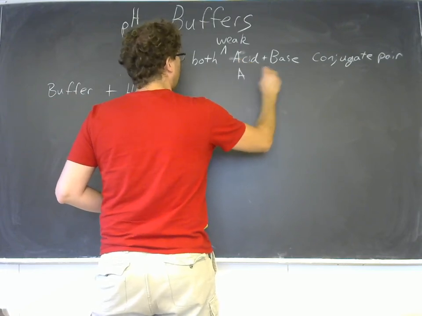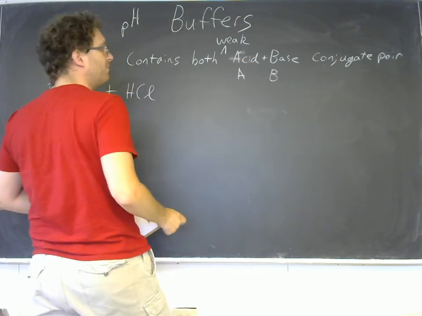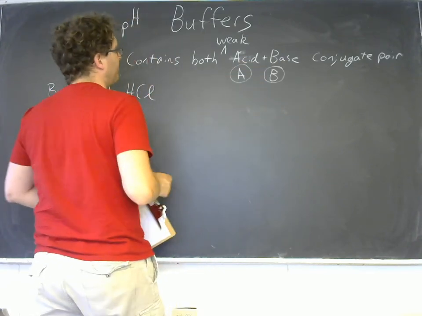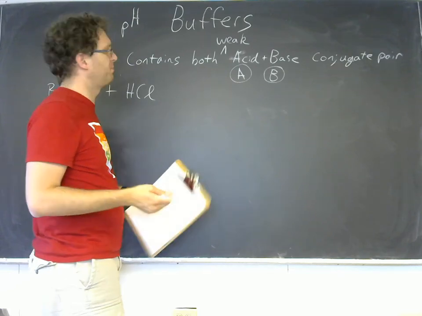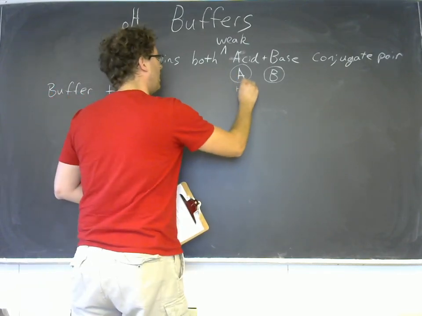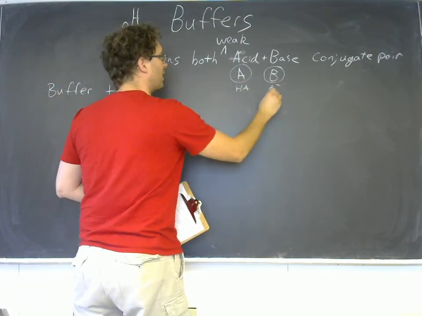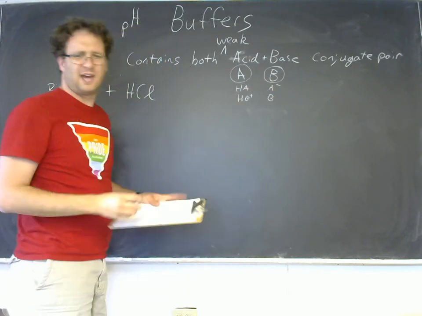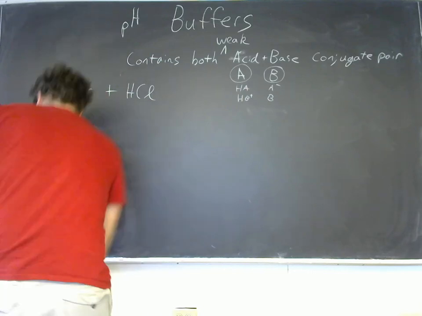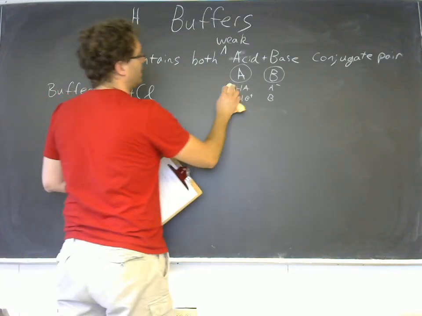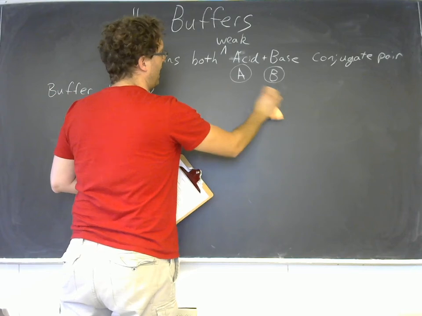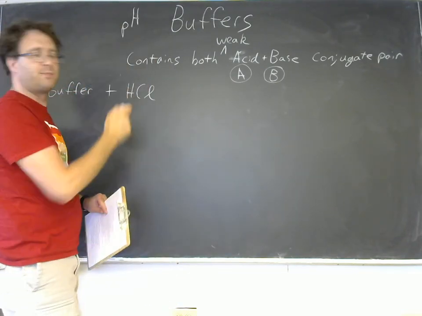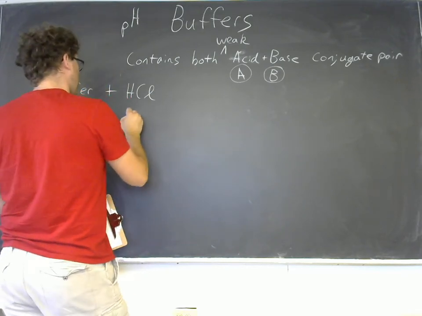just A and B. Okay. Those are the acid and base conjugate pair. I could have called them HA and A minus, or I could have called them B and HB plus. I've kind of used that notation in the past, but I think it's easiest to just call them A and B, the acid and base part of a conjugate pair. So if I add hydrochloric acid to a buffer solution, then this is the chemical reaction that will occur.